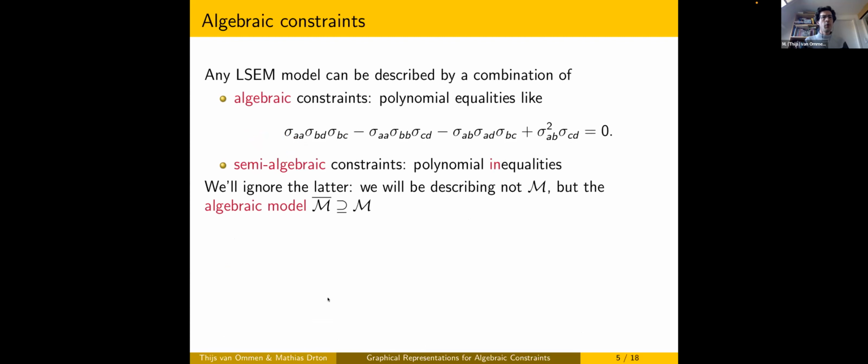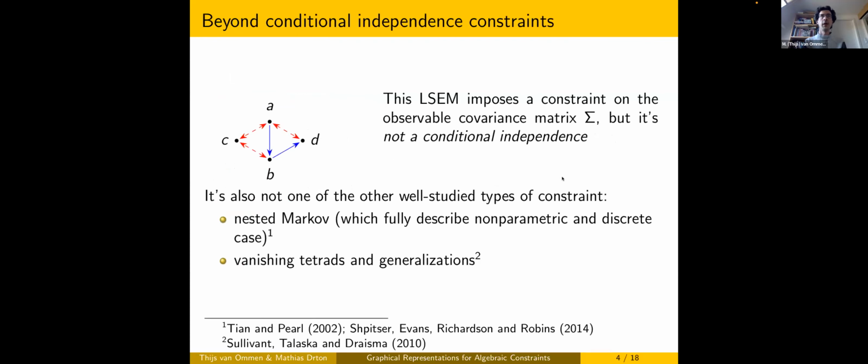Okay, so let me first say that from algebraic geometry, we'll be needing a few terms occasionally. First, the word algebraic, which here means that an algebraic constraint is a polynomial equality. So we have some polynomial in entries of the matrix sigma, of the covariance matrix. And this polynomial is required to be 0. Then it's a polynomial equality. And this is, in fact, the polynomial equality that is needed to describe the model of this graph over here.